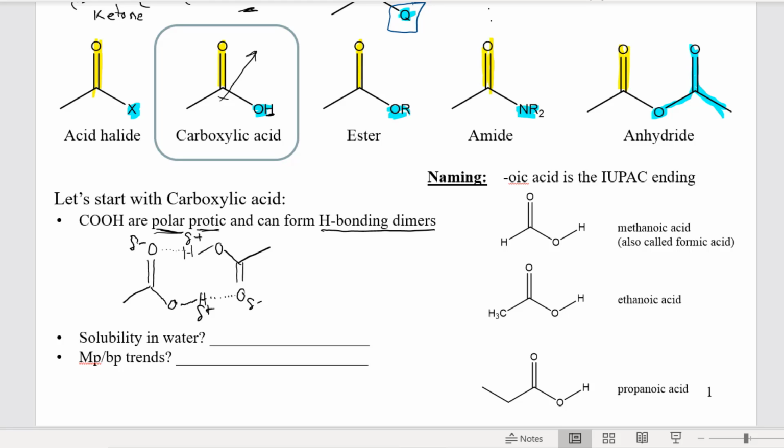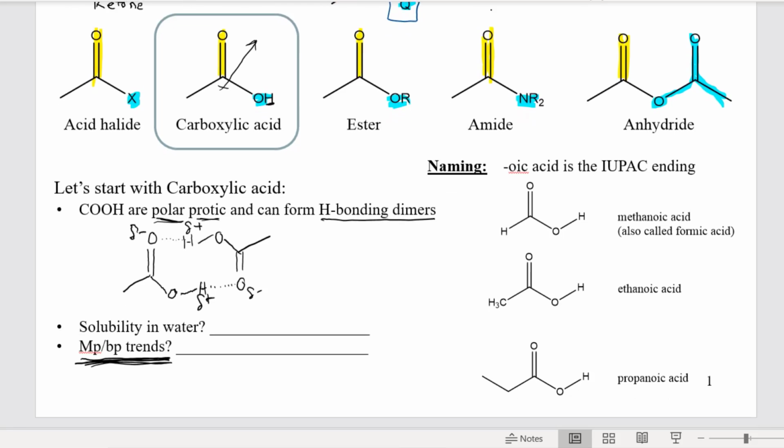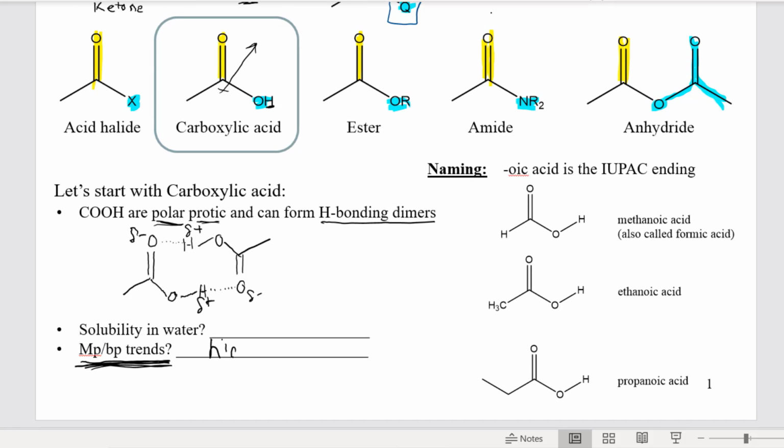What do you think that says about the melting points and boiling points, given these hydrogen bonding trends? What do you think? Are they going to be high or low, relatively? Well, if you guessed high, you were correct. They tend to be higher in melting points and boiling points because of these very strong hydrogen bonding intermolecular forces.